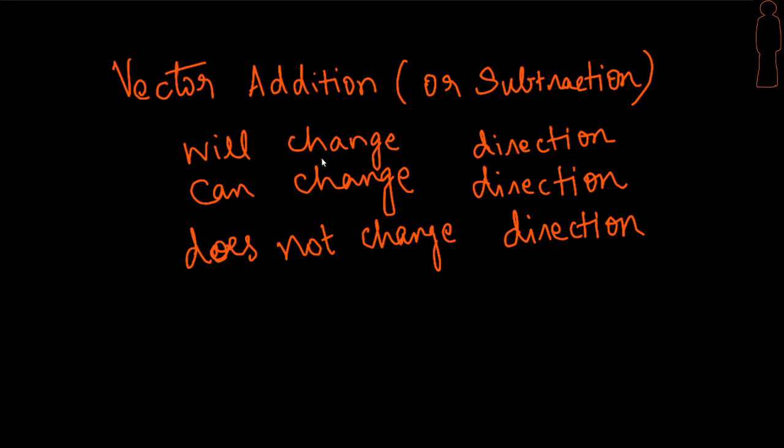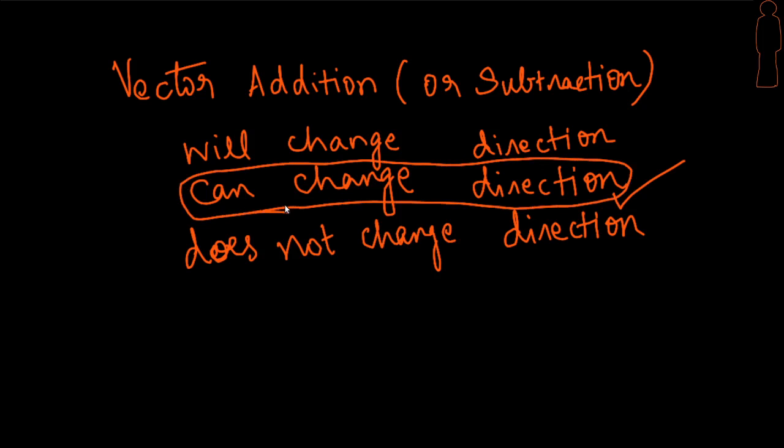So let me ask you another question. Vector addition or say vector subtraction, do you think it will change the direction of the resulting vector, or it could change the direction of the resulting vector, or it doesn't change the direction of the resulting vector? So the answer is going to be that it could change, or it can change the direction of the resulting vector. Now why is it that we are not saying that it will change or it doesn't change? We are not saying these two.